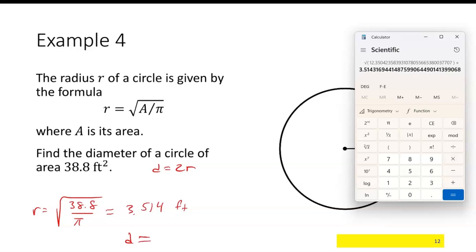And so the diameter is going to be 2 times that. So I now multiply by 2. And I get 7.03, or 7.029. So the diameter is approximately 7 and 29 thousandths of a foot.